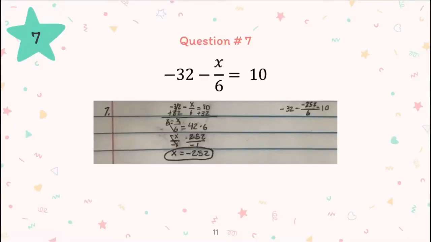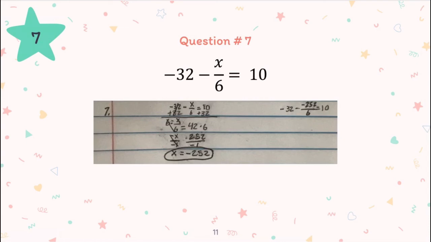So for this problem, the equation is negative 32 minus x over 6 equals 10. So for this one, we do the same thing. The opposite of subtracting is adding, so negative 32 plus 32. The two symbols cancel each other out. So now we're just left with x over 6, and what we do on one side, we do on the other side. So now we have 10 plus 32, which equals 42. So now we know that x over 6 equals 42.